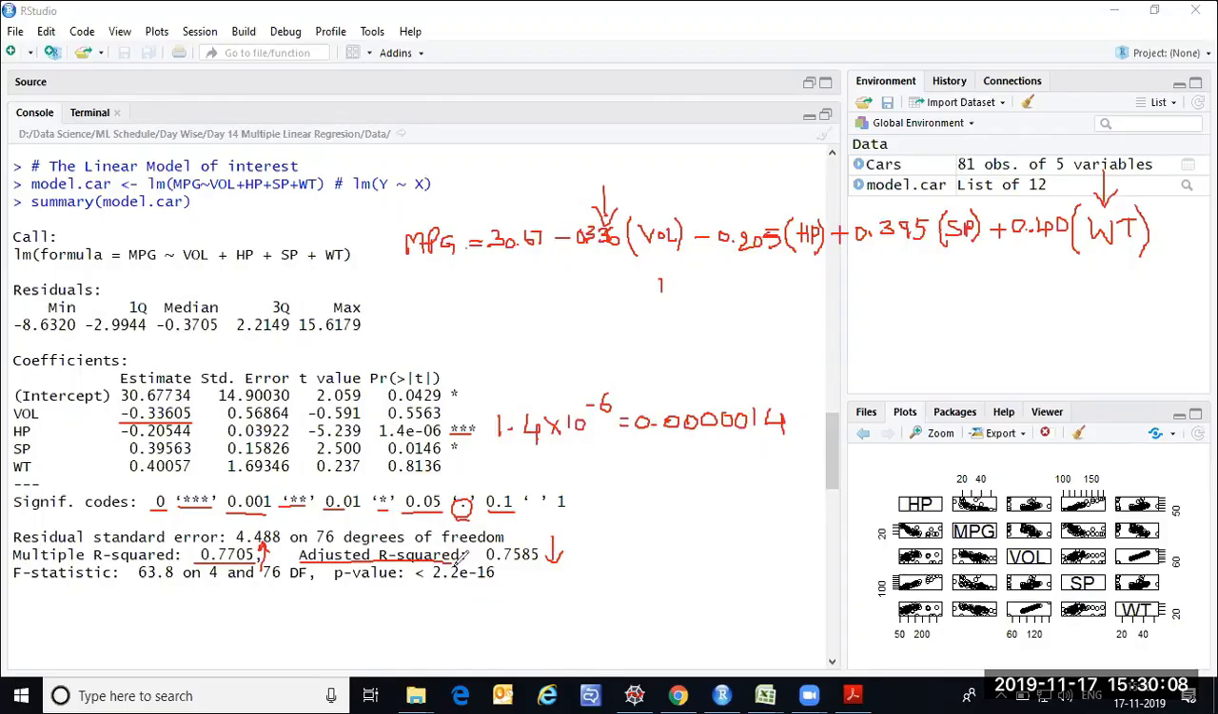Adjusted R squared value would decrease if you add an irrelevant variable. If you add a relevant variable, it definitely starts increasing.